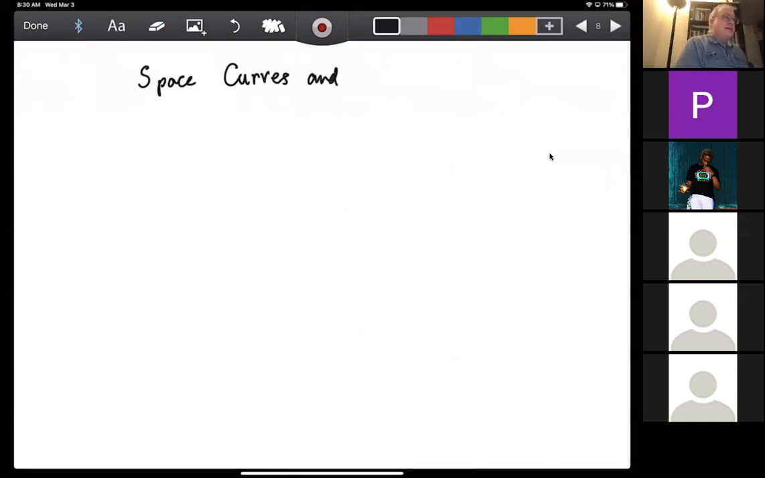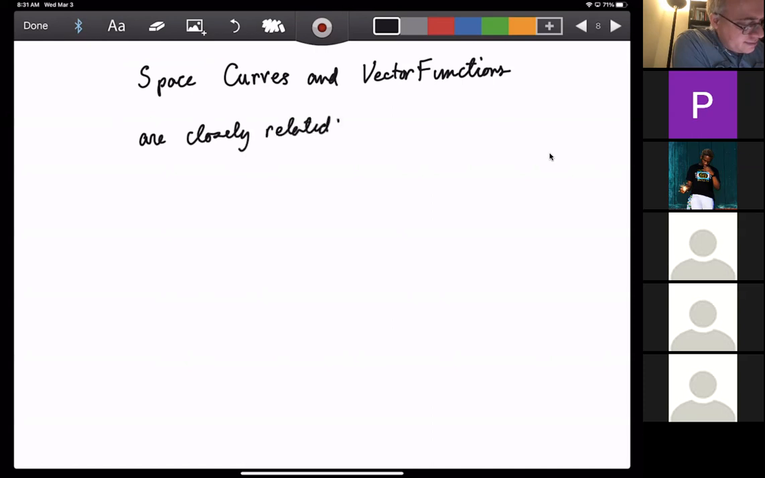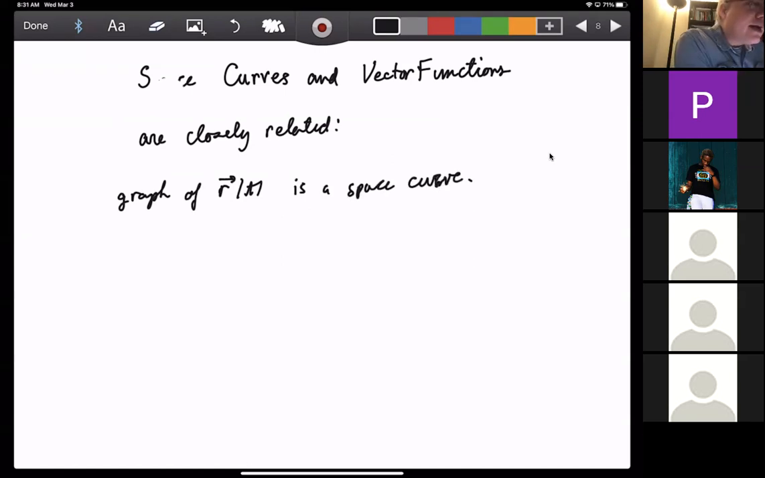So the next idea is that space curves, what you have seen before in Math243, and vector functions are basically two ways of looking at the same thing. They're closely related. So the graph of the vector function, say r of t, is a space curve. Okay, that's it.